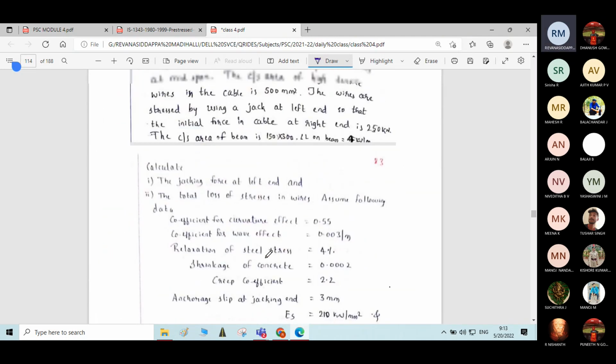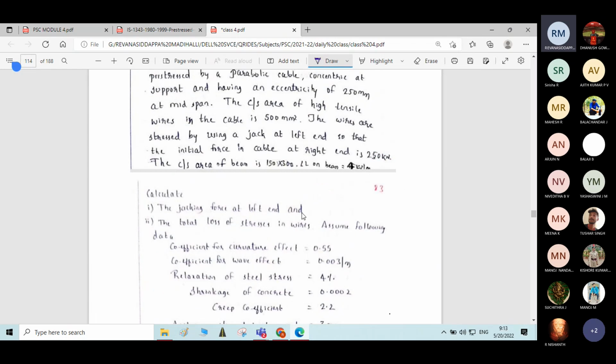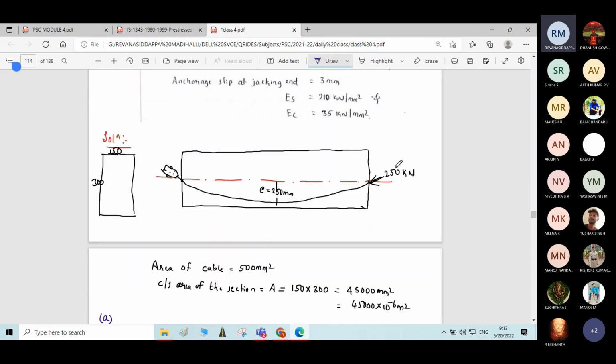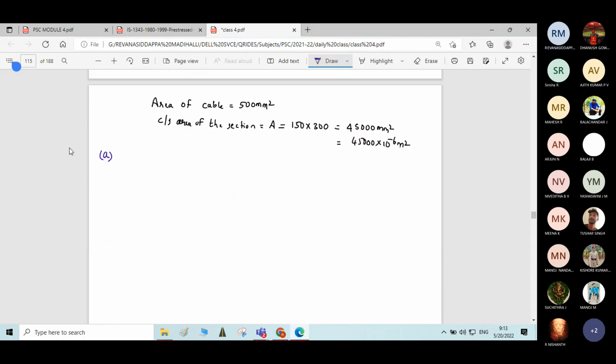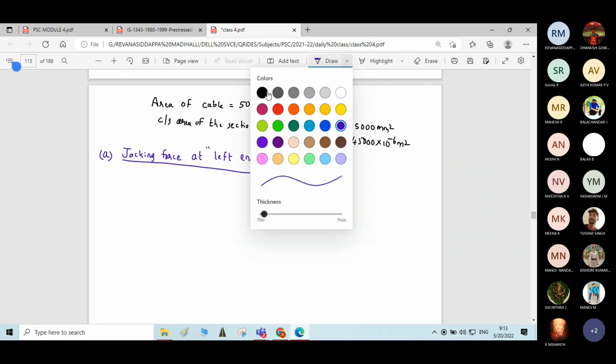Now we'll solve the first question, that is the jacking force at the left hand so as to cause a pre-stressing force of 250 kilonewton at the right hand. Calculation of jacking force at the left hand.